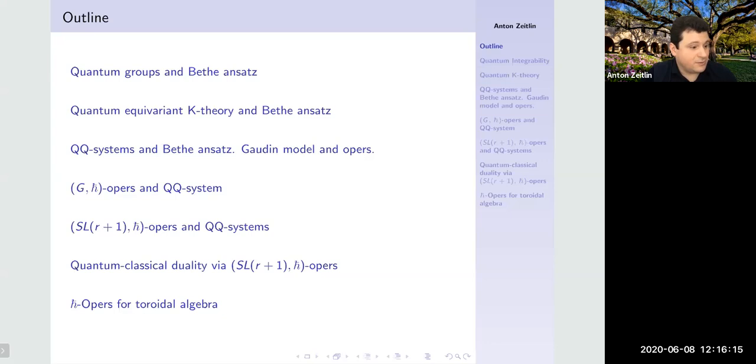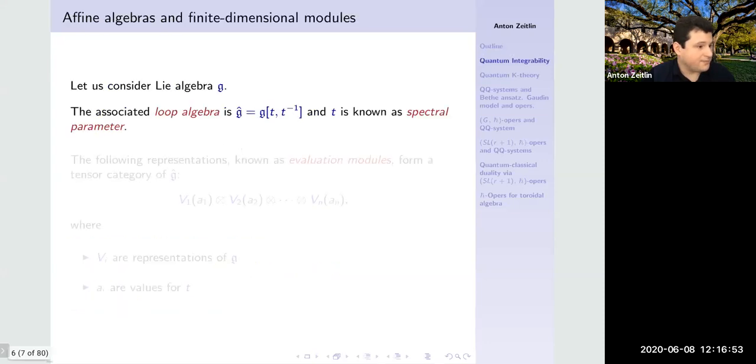And then I will switch to the main topic. I will bring in this object, which appeared long ago and later was fully investigated, QQ-systems, and I will describe how it appears from the classical theory. And then we are going to talk about the deformed opers and their interaction with QQ-systems. And later on, I hope there will be enough time, we will talk about some applications. And in the end, I will talk about q-Opers for toroidal algebras, which is quite a surprising thing. So let me start from something very, very simple. How do we look now at integrable models based on quantum groups?